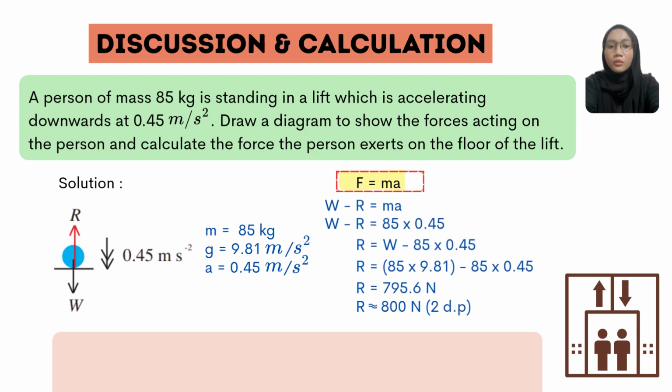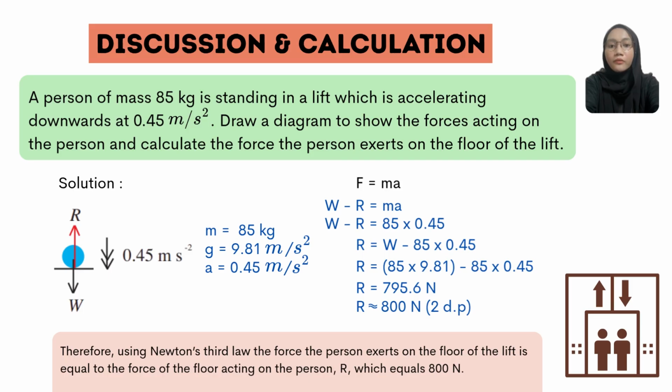Using Newton's second law, we obtain W − R = ma. By substituting the given values into the equation, we obtain R = 795.6 Newton, which is approximately 800 Newton. According to Newton's third law, the force exerted by the floor on the person is equal and opposite to the force exerted by the person on the floor. Therefore, if the floor exerts an upward force of 800 Newton on the person, the person also exerts a downward force of 800 Newton on the floor.